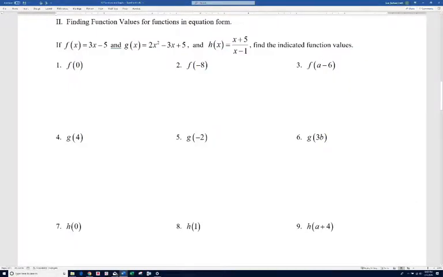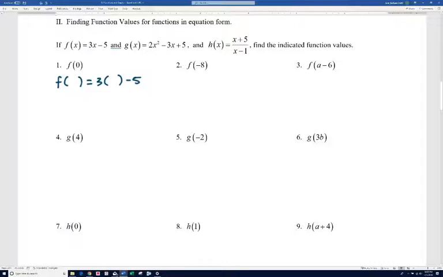So here we're going to be finding function values for functions in equation form. So we have 3 functions here, f, g, and h. If we're finding f of 0 given the function in equation form, what I do is first write down what I call the skeleton or the shell. In this case, it's f of parentheses equals 3 times parentheses minus 5. Wherever there was a variable x, now you see parentheses. So again, I call this a shell or a skeleton.